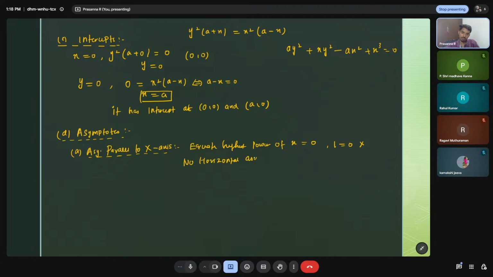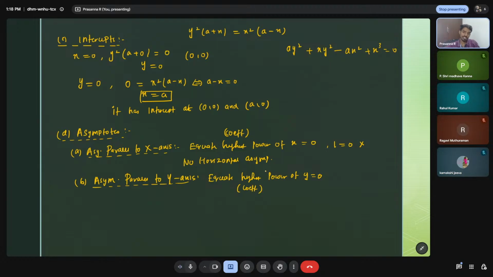There is no horizontal asymptote. Now we will see whether it has an asymptote parallel to the y-axis. We will see. So equate the highest power of y to be equal to 0. Whenever we find asymptotes, you have to equate the coefficient, right?